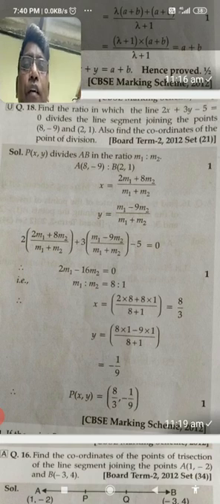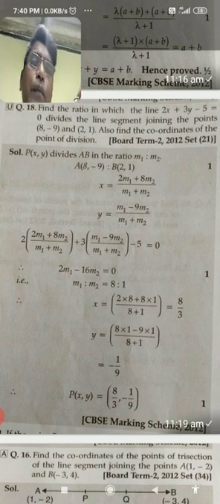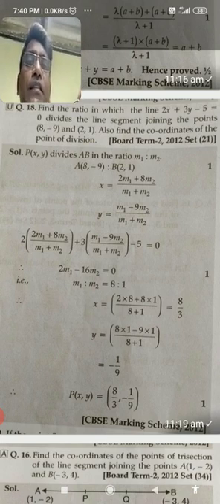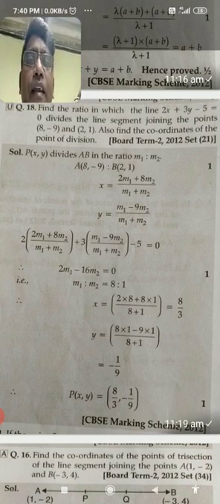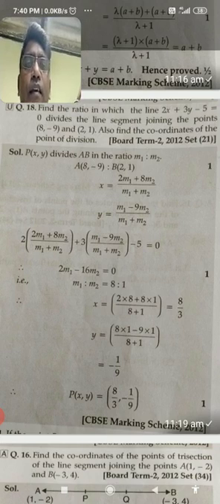Because it satisfies the equation, by opening the brackets you will get 4m1 plus 16m2 plus 3m1 minus 27m2 upon m1 plus m2, because both denominators are the same. Minus 5 becomes plus 5 on this side, and by opening the brackets and solving the equation, we will get 2m1 minus 16m2 equal to 0. Clearly you need to do some rough work there. So taking the LCM, 5m1 plus 5m2 will come.